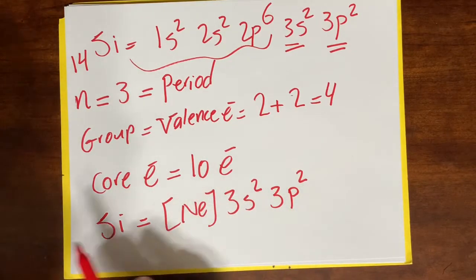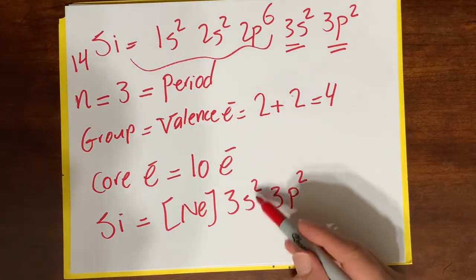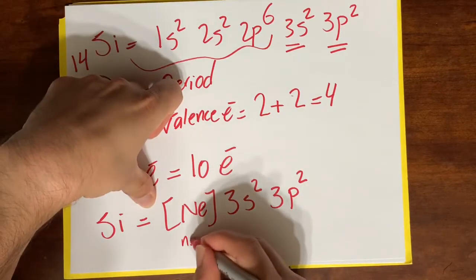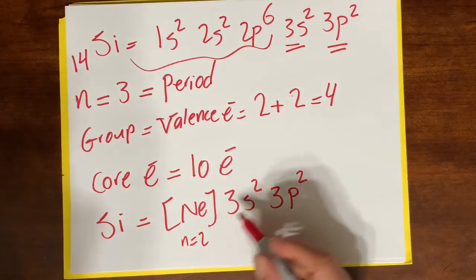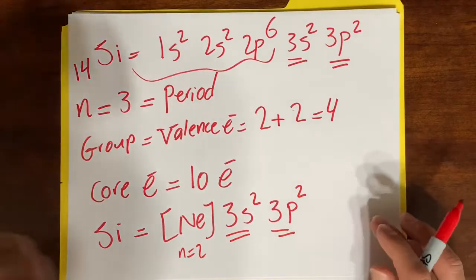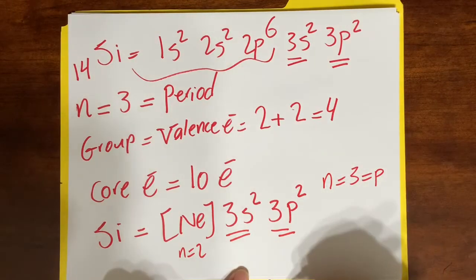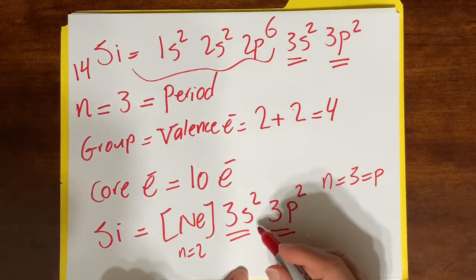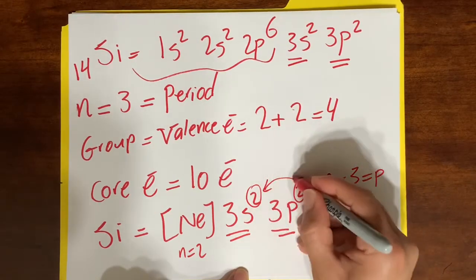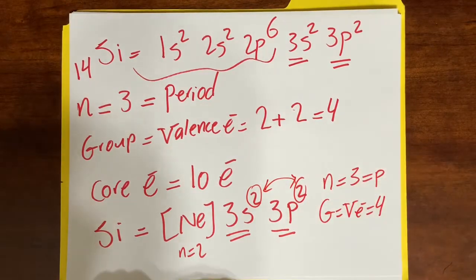You need to keep them out, because that way I can simply look at them and say, hey, neon belongs to the second period, n equal 2. So 2 versus 3, this one has the higher n, so n is equal to 3, the period is going to be 3. Now that I figured I have two orbitals with n equal 3, I need to add the electrons. 2 plus 2, the group or valence electrons equal 4.